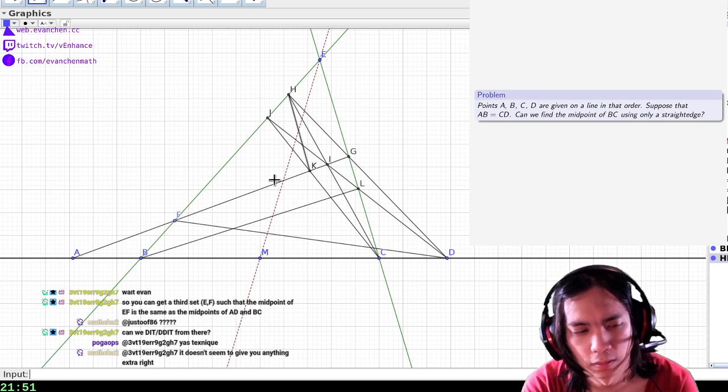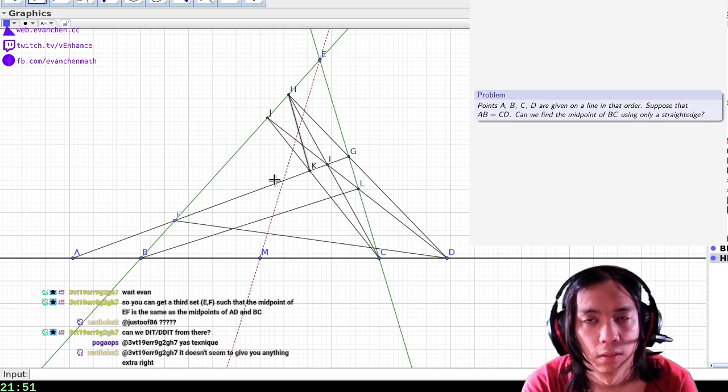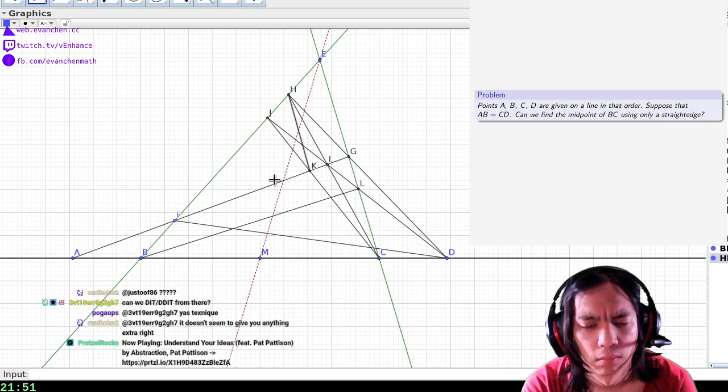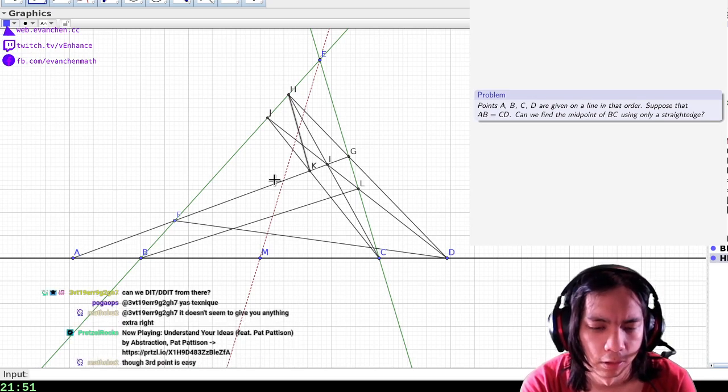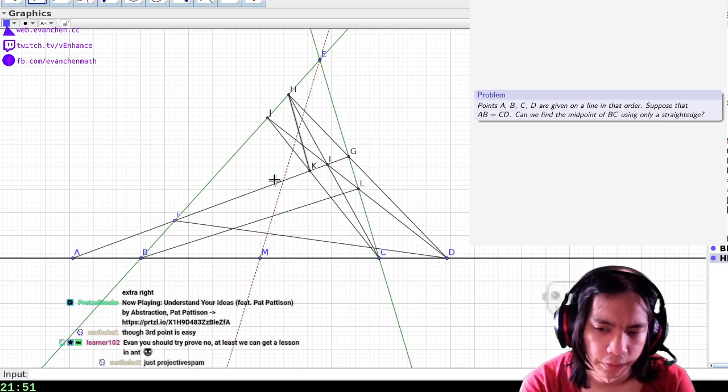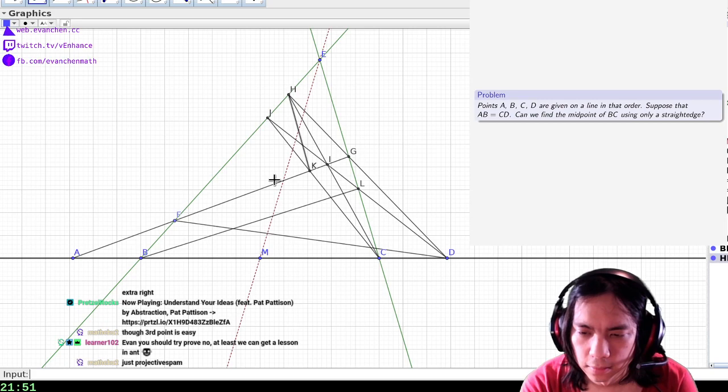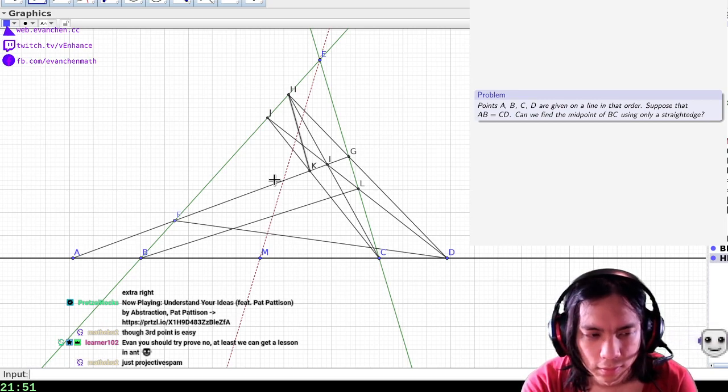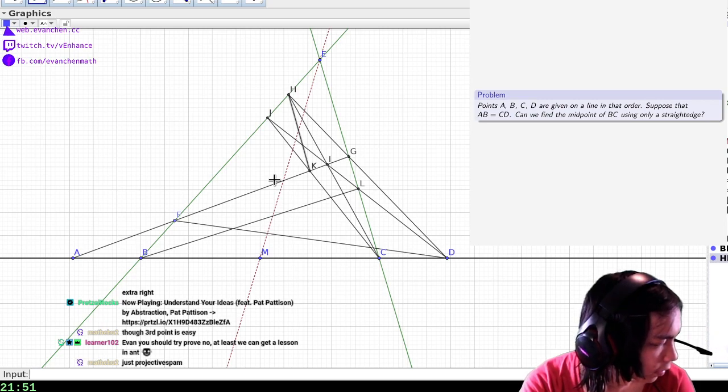If you get a third point, a third set, I see, by doing the harmonic conjugate of B to AC and also C to PD. Does that help if you have a third set of points?